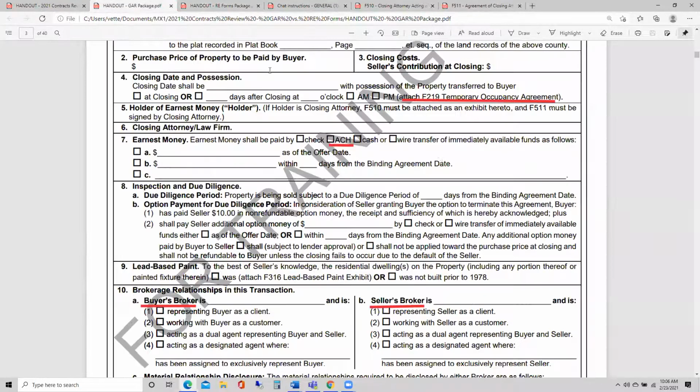For you guys in the Metro Atlanta area, none of our closing attorneys will accept an ACH, and very few brokers will accept an ACH. GAR added that in 2021 because there are brokers and closing attorneys in other parts of Georgia that do accept an ACH transfer of funds, which is an electronic transfer of funds.